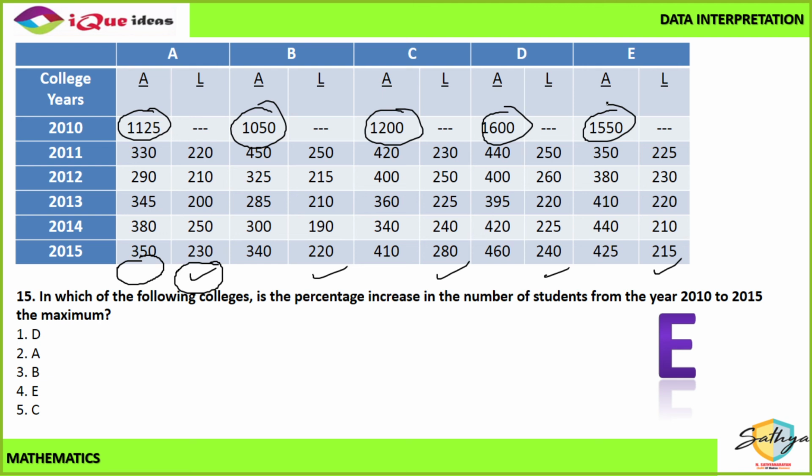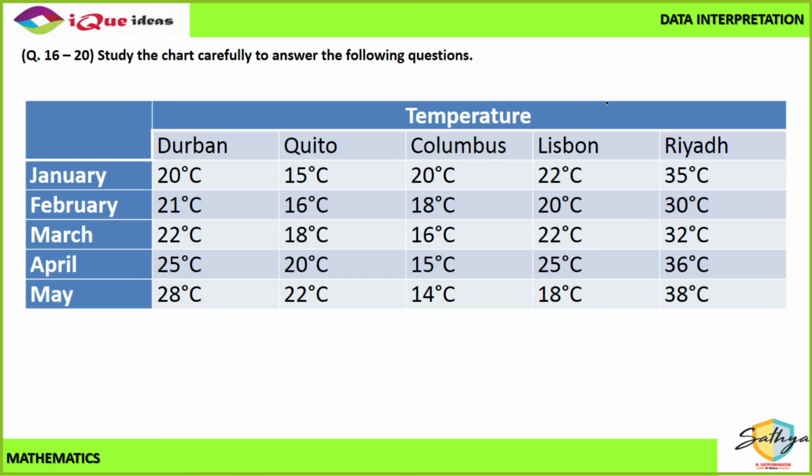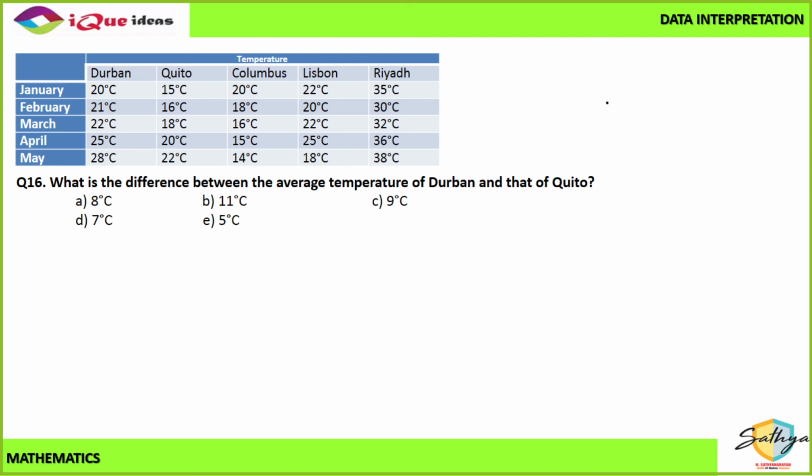Chalo. Let's take one more set of questions. This should be simpler. This gives you the temperature of 5 different places in 5 months. So Durban, Quito, Columbus, Lisbon and Riyadh had these average temperatures in the months of Jan, Feb, March, April and May. Now the first question is, what is the difference between the average temperature of Durban and that of Quito? This one is easy.